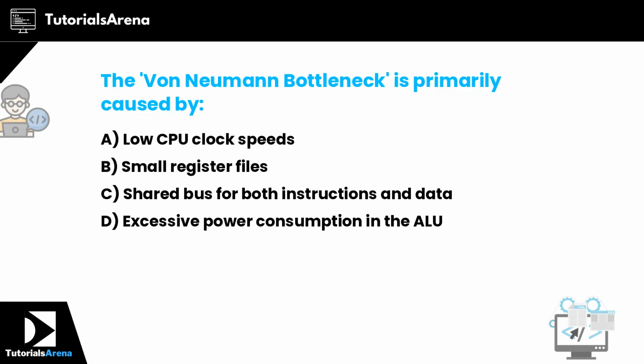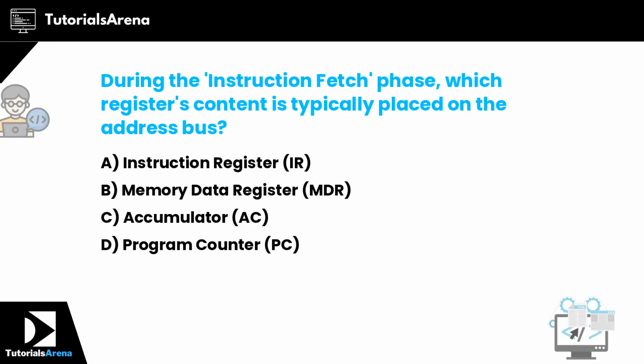The von Neumann bottleneck is primarily caused by. The correct answer is option C, shared bus for both instructions and data. During the instruction fetch phase, which register's content is typically placed on the address bus? The correct answer is option D, program counter, PC.